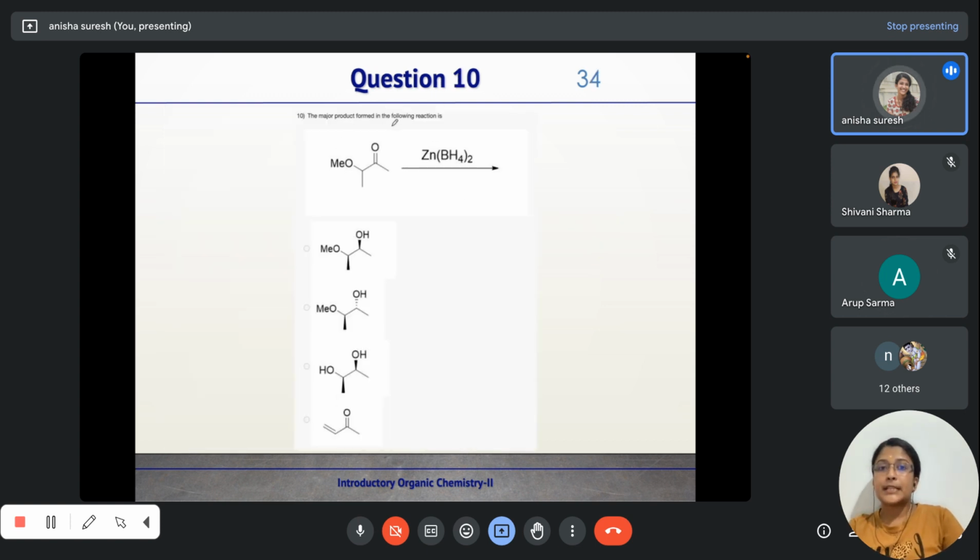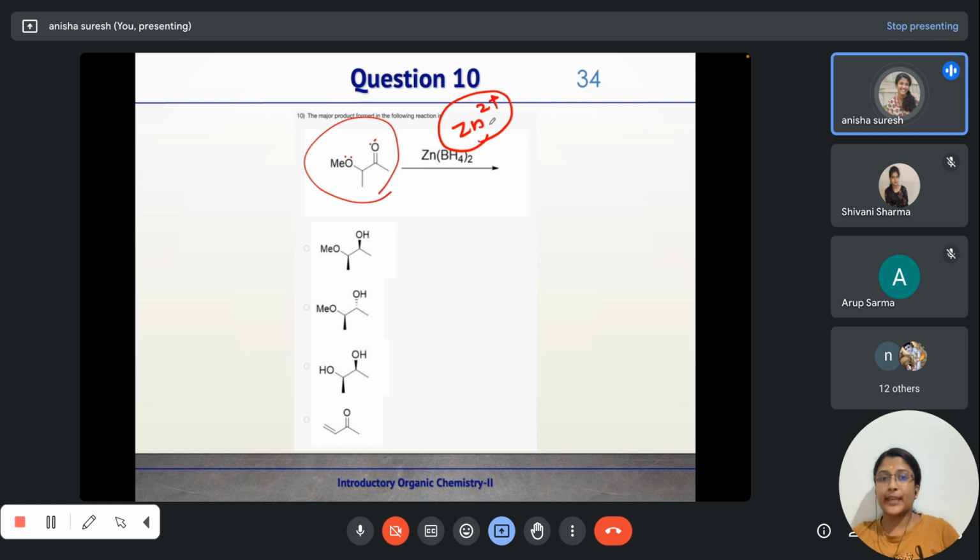So here the major product formed in the following reaction is asked. This is our carbonyl compound. It is treated with Zn and pH4 twice. So we will be getting one of the four mentioned options as the correct, major product. So we have to find this. Here the chelation mechanism, as we have seen in the summary session, will be taking place. Zn2 plus can undergo chelation, and here OMe is there and this oxygen is there. So this can undergo chelation with the Zn2 plus.